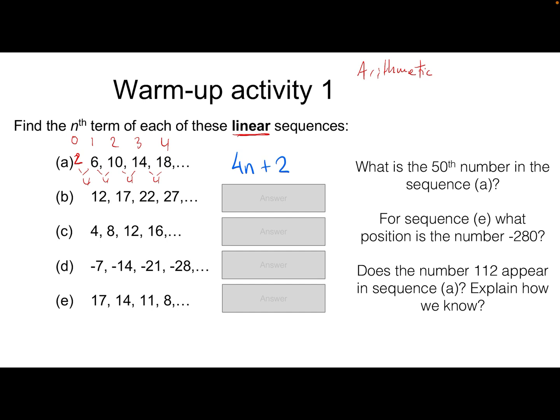So I'd like you to stop your video and see if you can find out the nth term of the other patterns and sequences. Remember D and E, be careful because those patterns are descending, they are not ascending. And then see if you can answer these 3 questions here. Okay, stop your video and have a go.